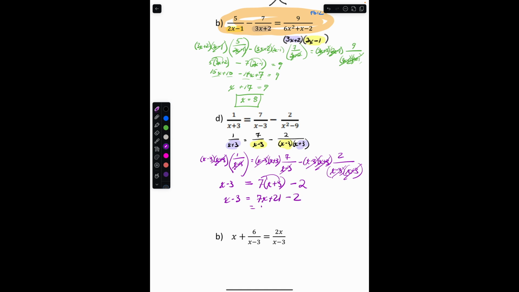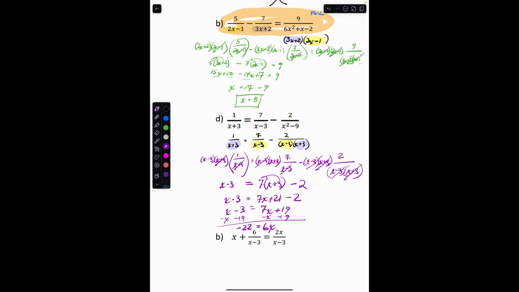21 minus 2 is 19, I guess. So what am I going to do now? I'm going to subtract x from both sides, and I'm going to subtract 19 from both sides, and I'm going to get minus 22 equals 6x.